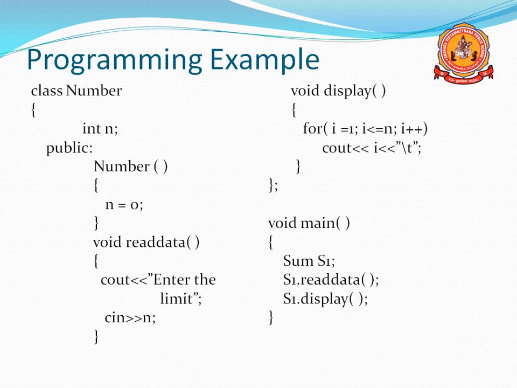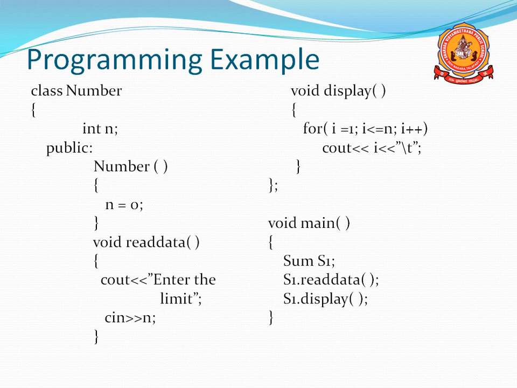Here is a program example based on the default constructor. Class Number is the class name, then an open curly bracket, and I initialize one value n equal to 0 in the constructor Number. Remember that the constructor name and class name should be the same. So here the class name is Number and the constructor name is also Number, and it is a default constructor with open and closing brackets, no arguments. The constructor should be declared in the public section, so n is equal to 0 is initialized. Then there is one function read data, which will read the data, and display, which will display the details.